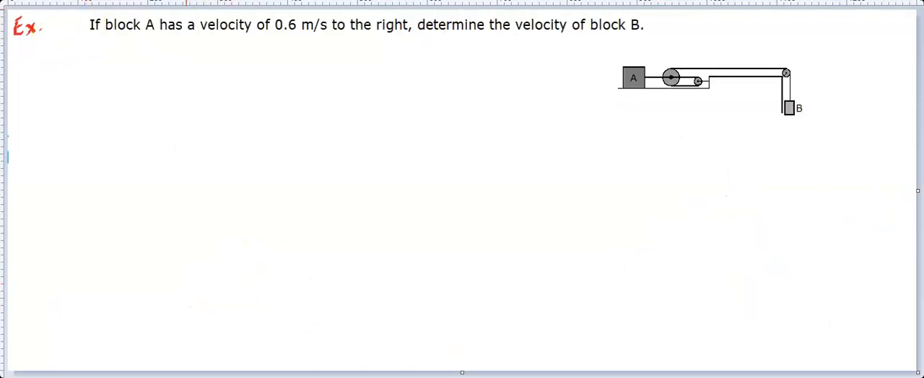Okay, let's take another example. So there is a picture and there is a question. You can pause and solve if you want. Otherwise, you need to follow this. It says that there is a block A which has a velocity 0.6 meter per second to the right. Determine the velocity of B.